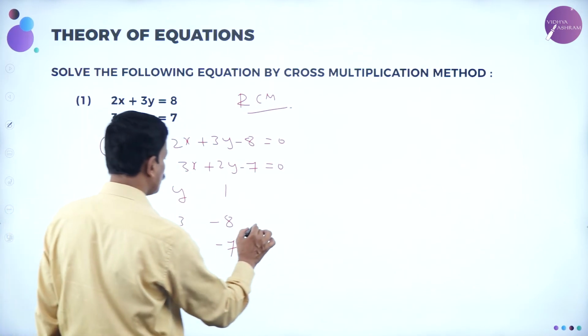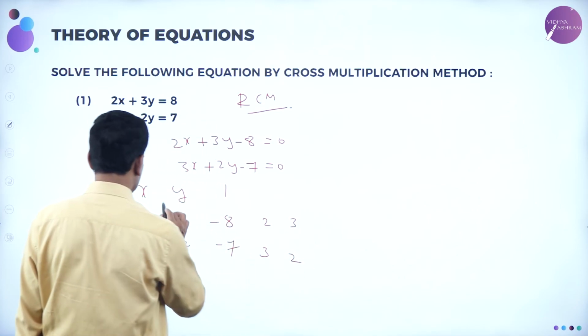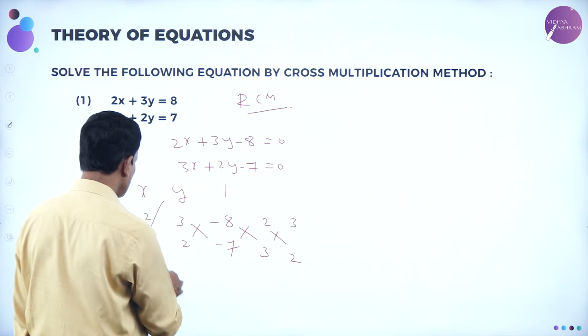Repeat the first two. What are the two values? 2, 3 and 3, 2. Now, strike this, cross multiply like this. Okay. Now, what will you get?